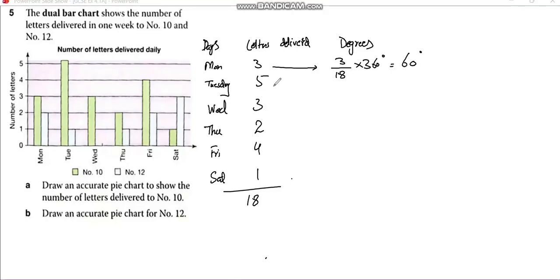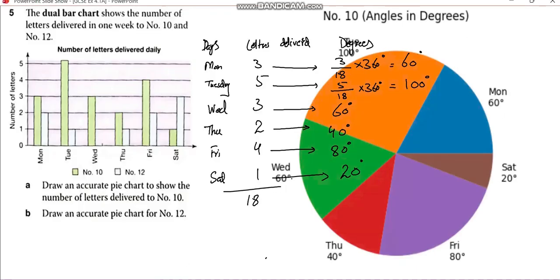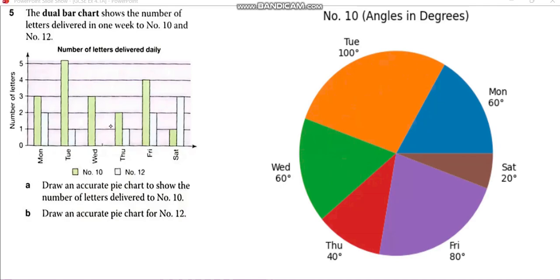Similarly, I will use the fraction for Tuesday. That is 5 out of 18 times 360 degrees, and that will be 100 degrees. Similarly, I can write the information for the remaining days. It will be 60 degrees, 40 degrees, 80 degrees, and then 20 degrees. So we can easily represent this information in a pie chart. Let me show you the pie chart. This is the pie chart that represents the information given in the bar graph.